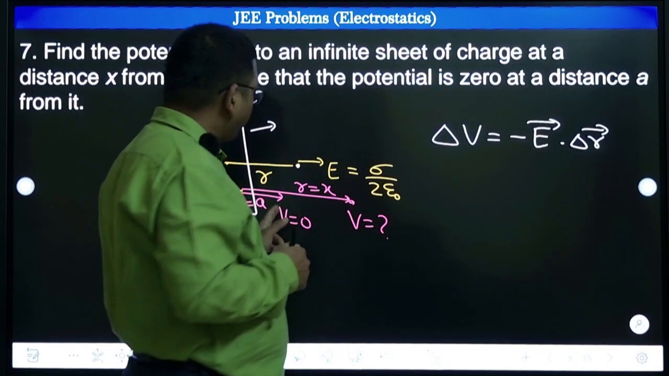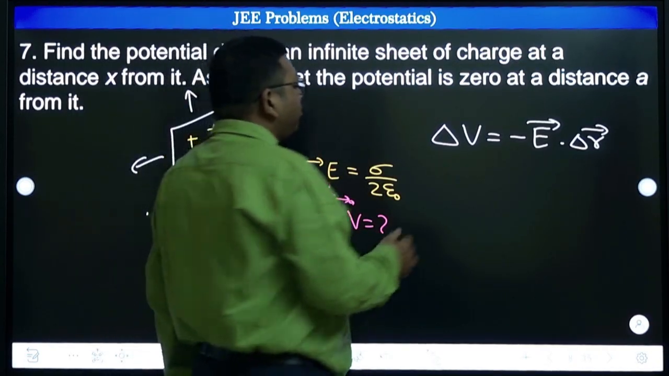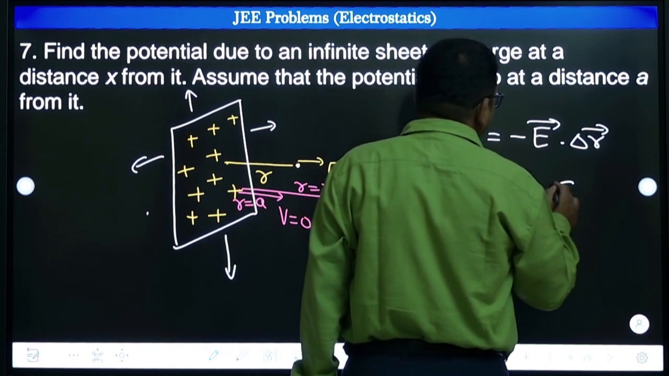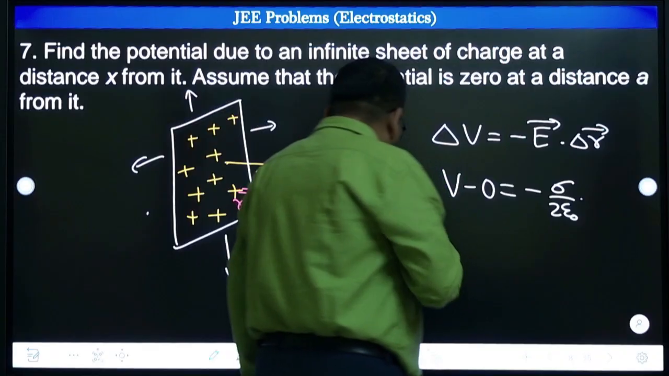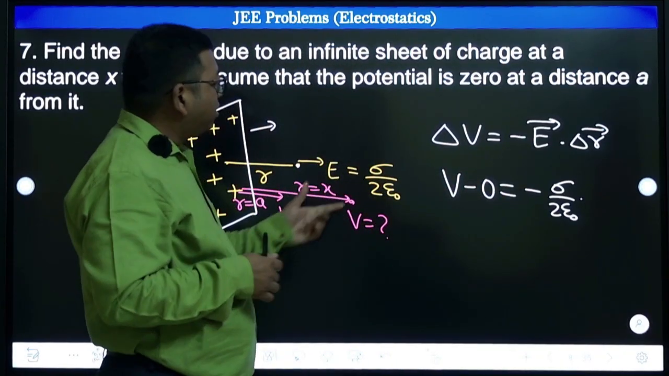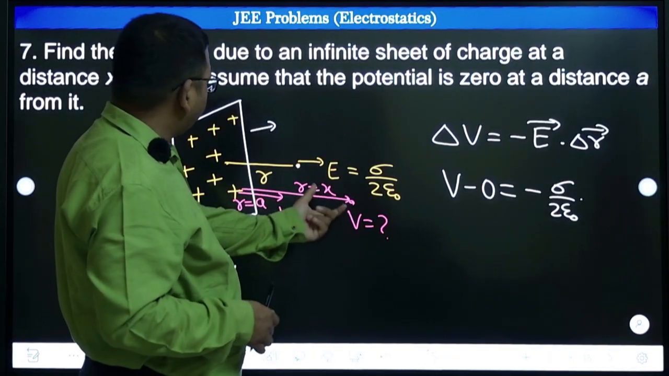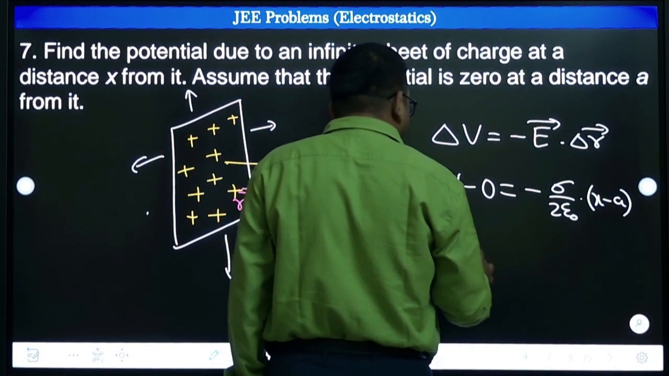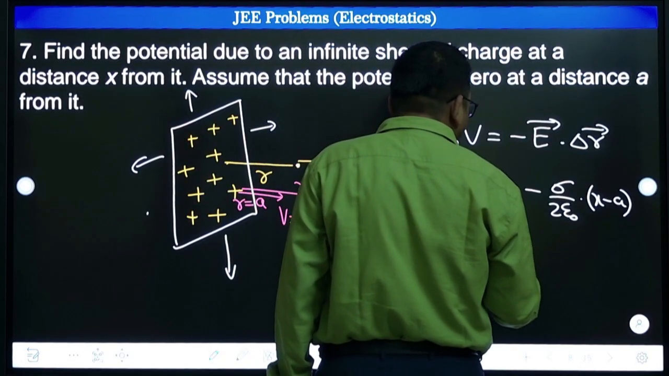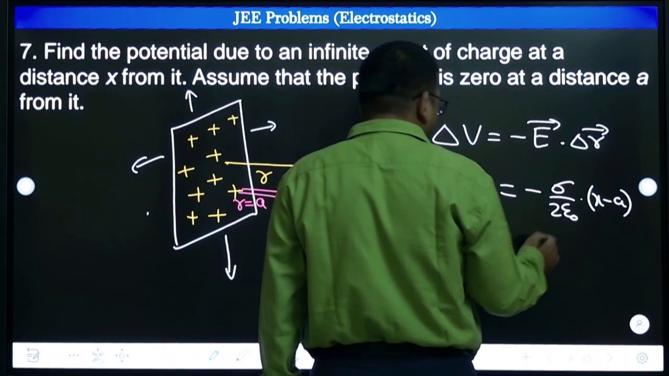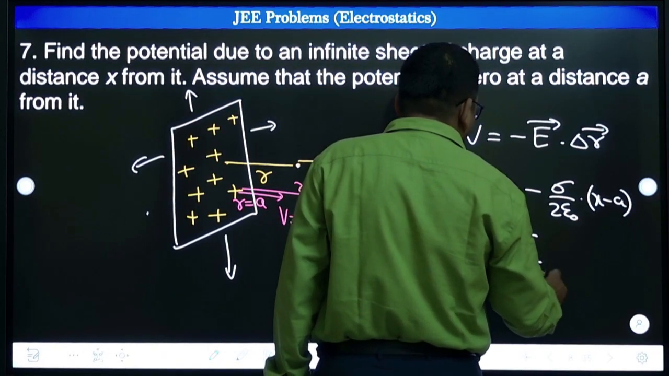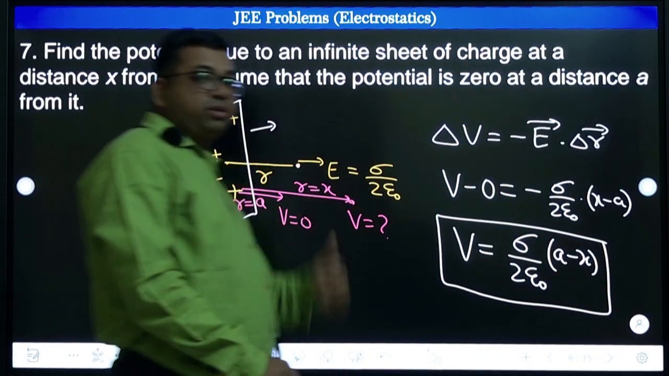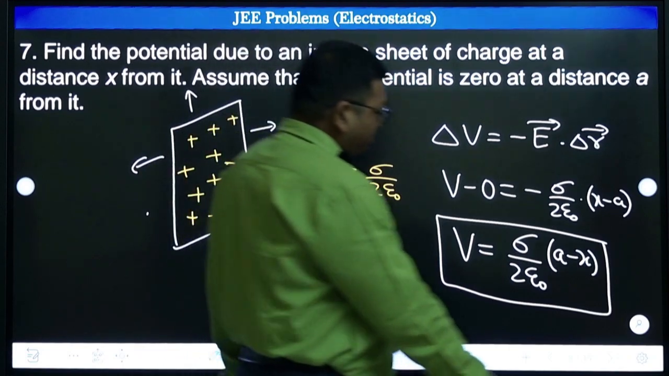So you are going from this point to that point. So the change of potential is V minus 0, and minus the field value. The field is sigma by 2 epsilon naught. And you are moving in the direction of the field, so cos 0 degree is 1. And the change of position will be x minus a. So this is what V is. The potential at that point will be this only, with a minus. If you want to take the minus inside, it is sigma by 2 epsilon naught times (a minus x). This is the potential at that point, right? Let us move to the next.